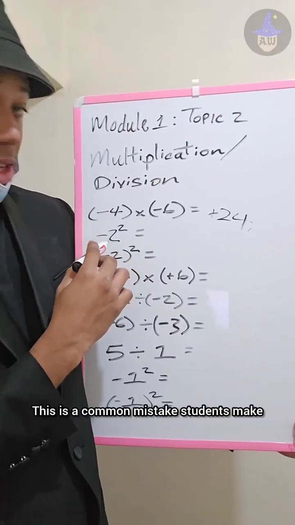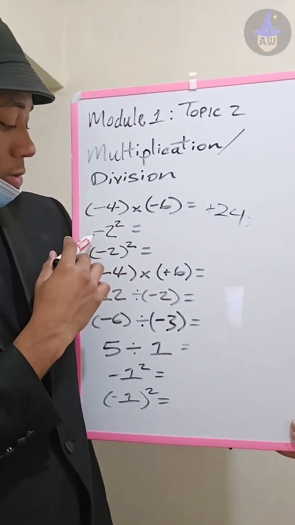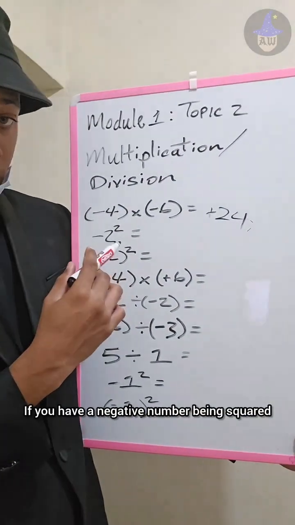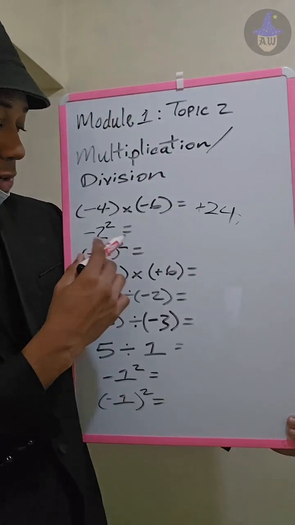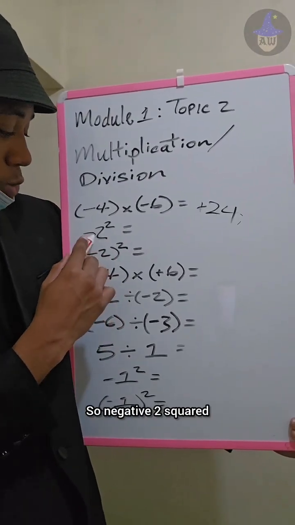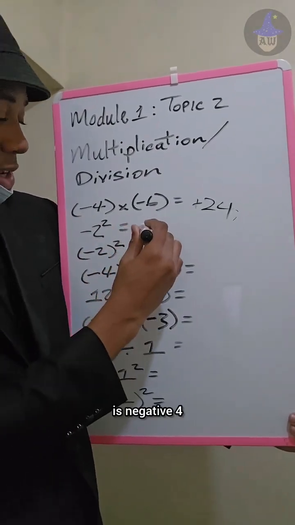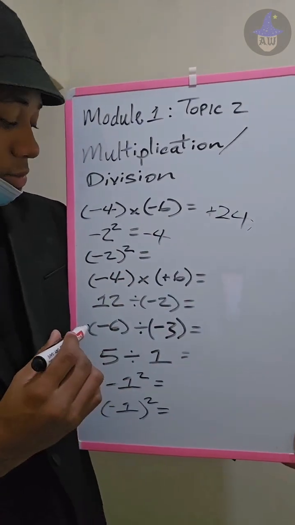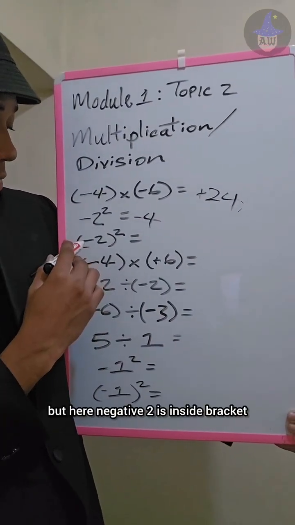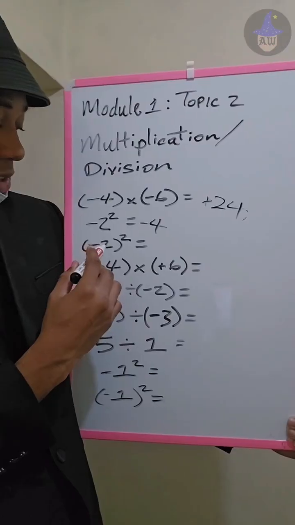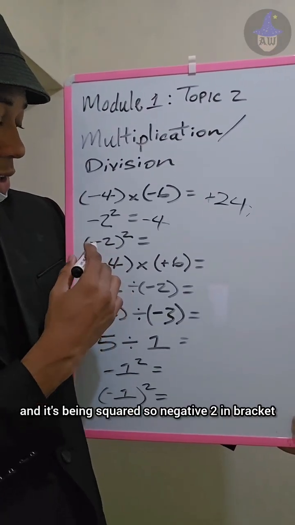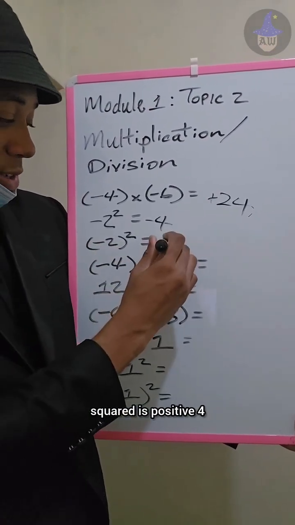This is a common mistake students make. If you have a negative number being squared and it's not in bracket, the result is negative. So negative 2 squared is negative 4. But here, negative 2 is inside bracket and it's being squared. So negative 2 in bracket squared is positive 4.